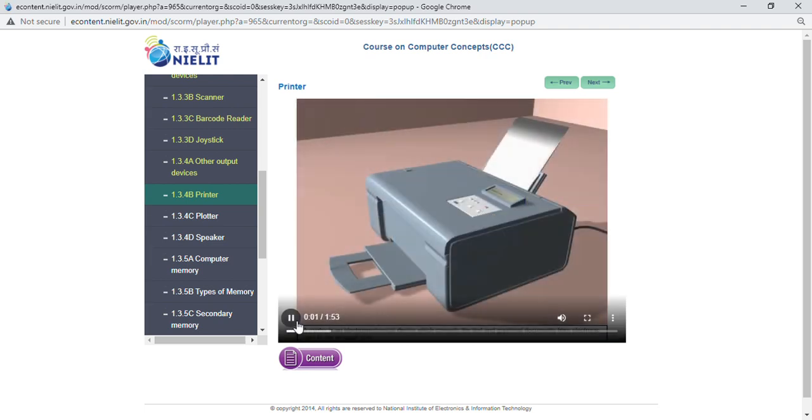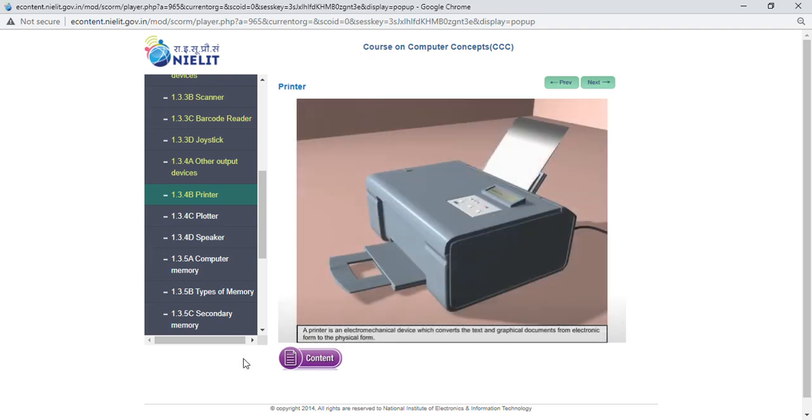Printer. A printer is an electromechanical device which converts the text and graphical documents from electronic form to the physical form. Generally, they are the external peripheral devices which are connected with the computers or laptops through a cable or wirelessly to receive input data and print them on the papers.